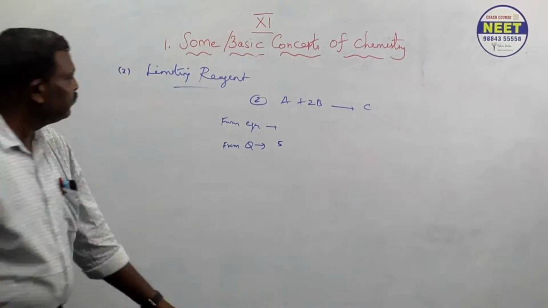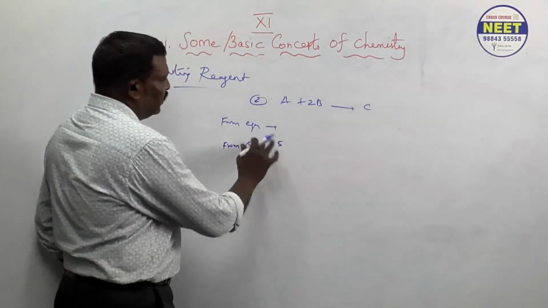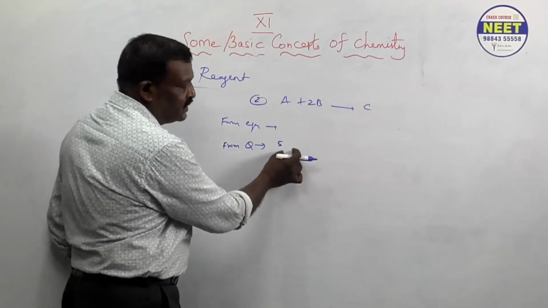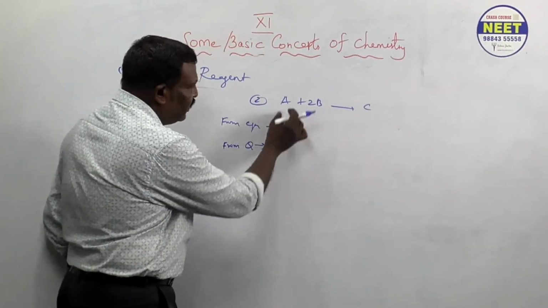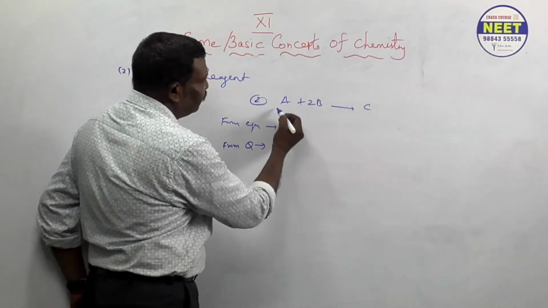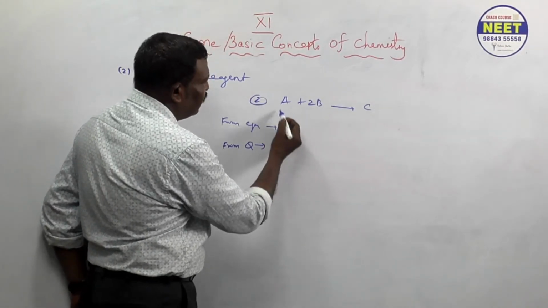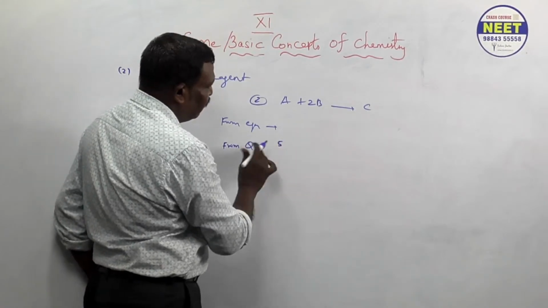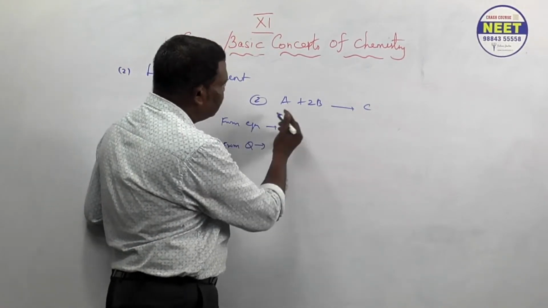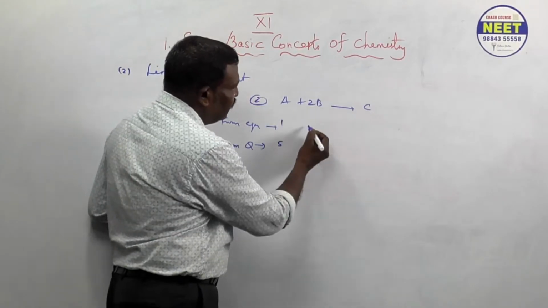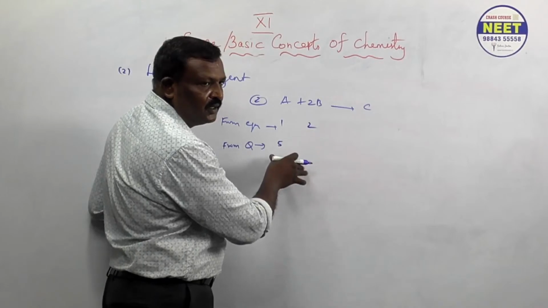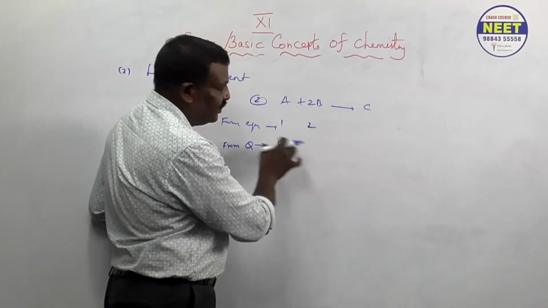Simple one. This equation is given. From the equation, the moles are given. Number of moles. How many moles? From the equation, 1 mole. From the question, 5. This is 2 mole. From the equation only we are getting some information.